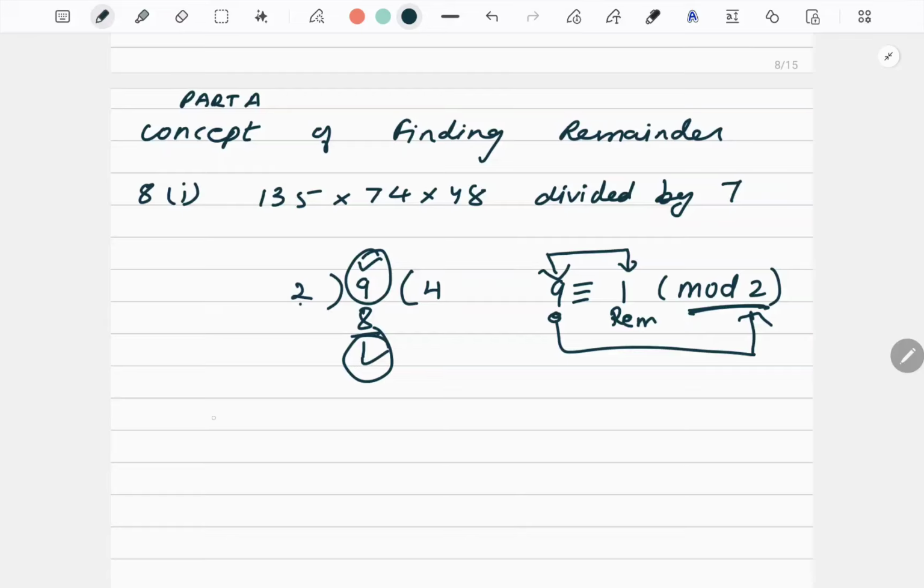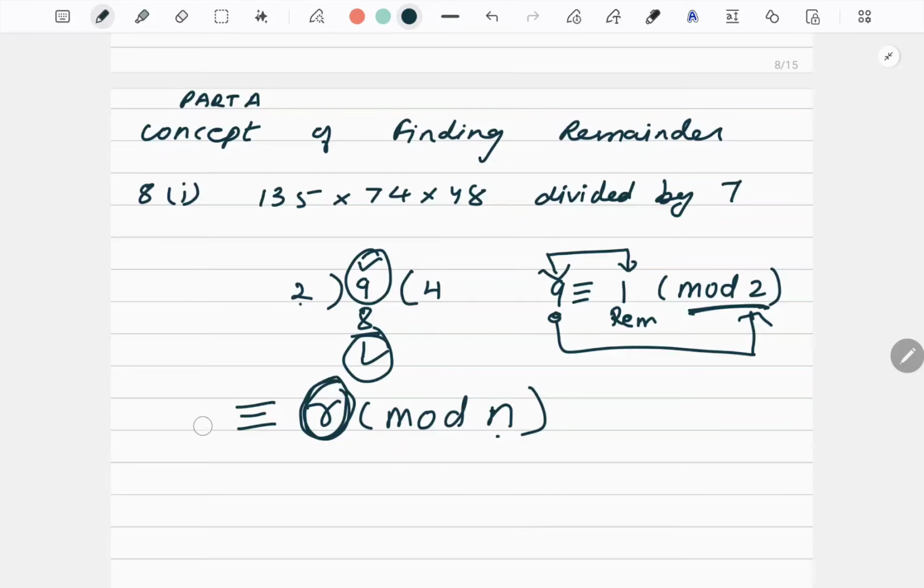So this you always make very clear, A congruent R mod n. This is another way to write it. When you divide this A by n, remainder is sitting here always. Okay, now let us do the question.